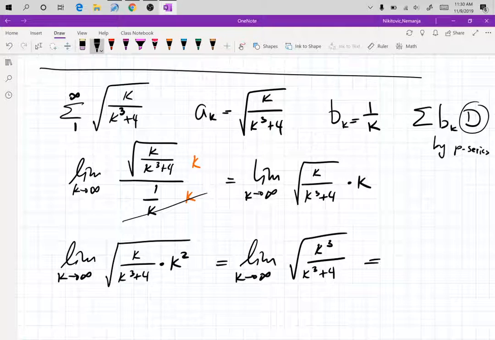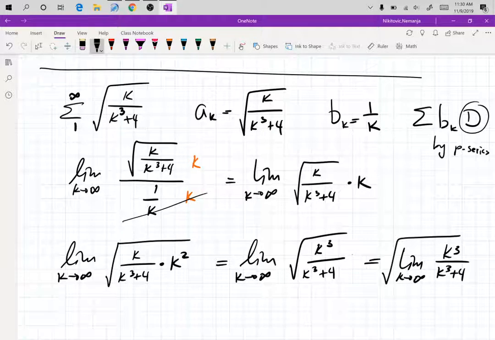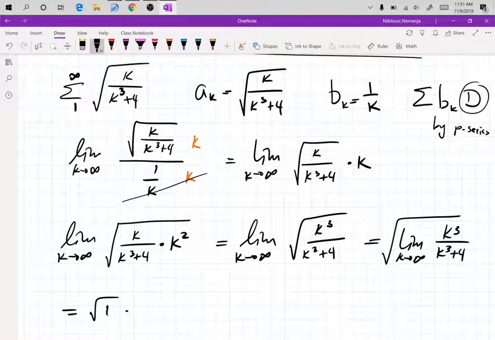And here we can use the property of limits, which you learn in 2.3, which was listed as one of the survival sections. In that section, you were taught that if you have the whole argument raised to an exponent, in this case 1/2, the limit can go inside. So we have a square root of the limit as k goes to infinity of k cubed over k cubed plus 4, which is k cubed over k cubed is 1, right? So this becomes square root of 1, which is 1.